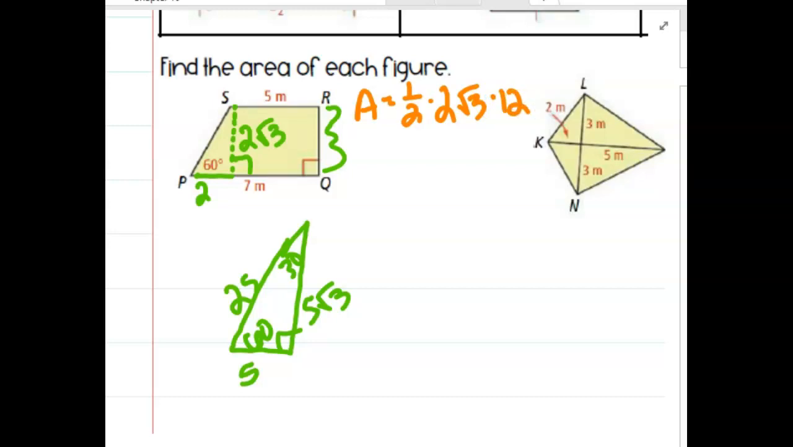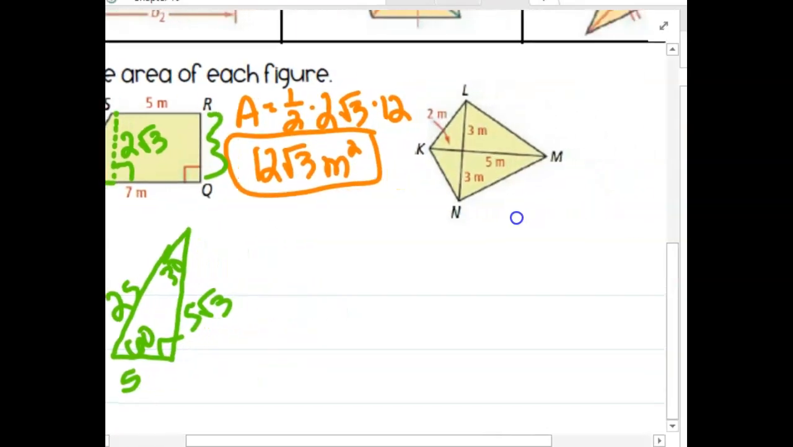So to simplify this, a lot of times today it's going to say write your answer in simplest radical form. What that means is you just want to leave the radical. You don't want to turn it into a decimal. So you can take half of 2, which is just 1. And then the best way would be to move that 12 in front of the radical. And we'll call it 12 square roots of 3 meters squared. Just like yesterday, area is always in square units.